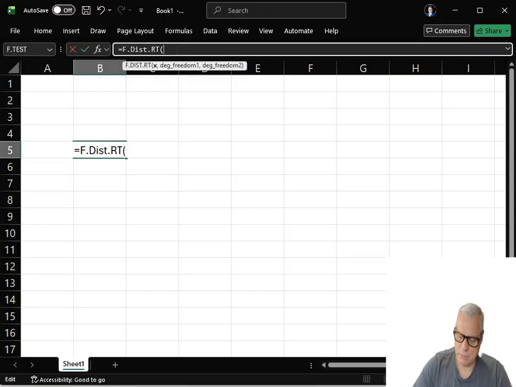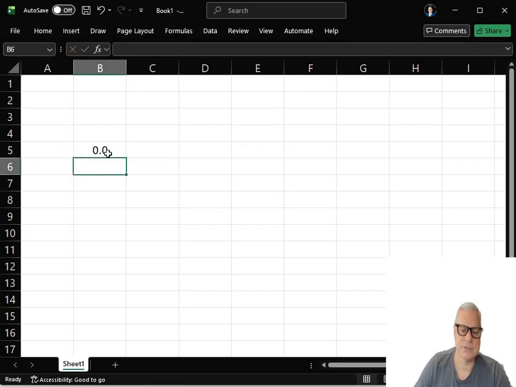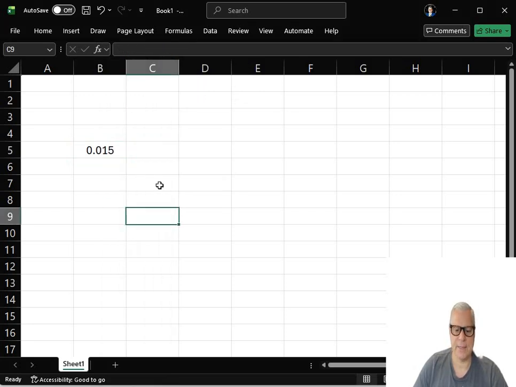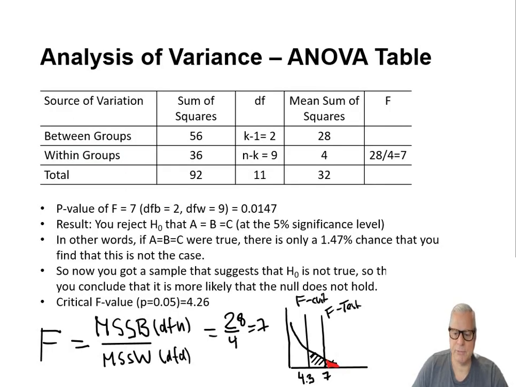and then we want to know how much probability do we have to the right of 7 if I have 2 degrees of freedom in the numerator between the groups, and I have 9 degrees of freedom for within each group. So now we get 0.0, but if I add some decimal points, it's roughly 1.5%. So there's still a 1.5% probability that we made a type 1 error, meaning that we rejected the null, even though it is true. So the probability that we made a type 1 error is roughly 0.015 or 1.5%.